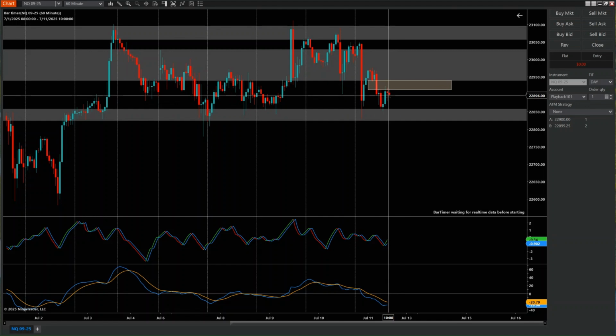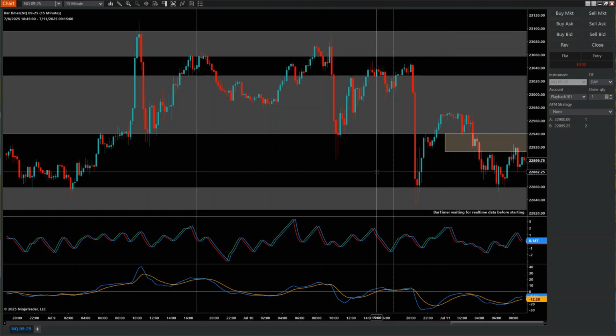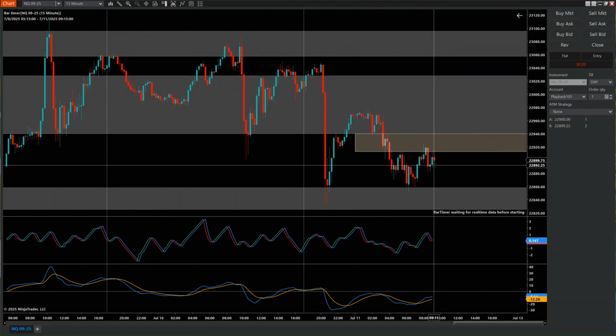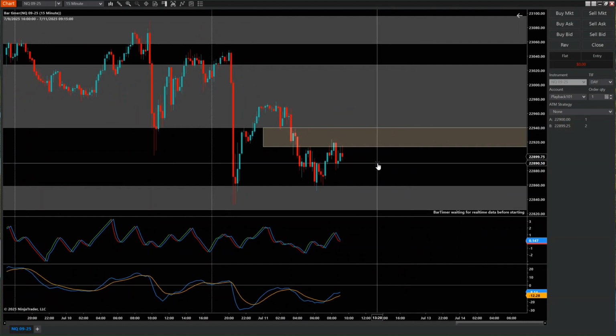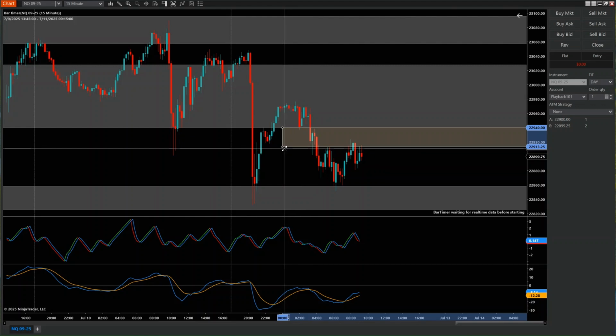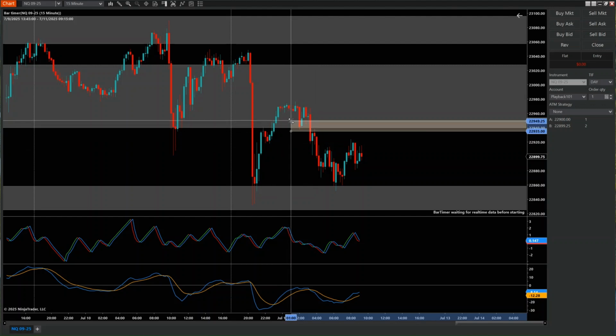This is at what time? This is at 10 a.m. Did I get this wrong? Okay. So that is at, we're at 9:15. So at the fair value gap on the 1 hour, I'm going to clean that up and take this one on the 15-minute time frame instead. That one.